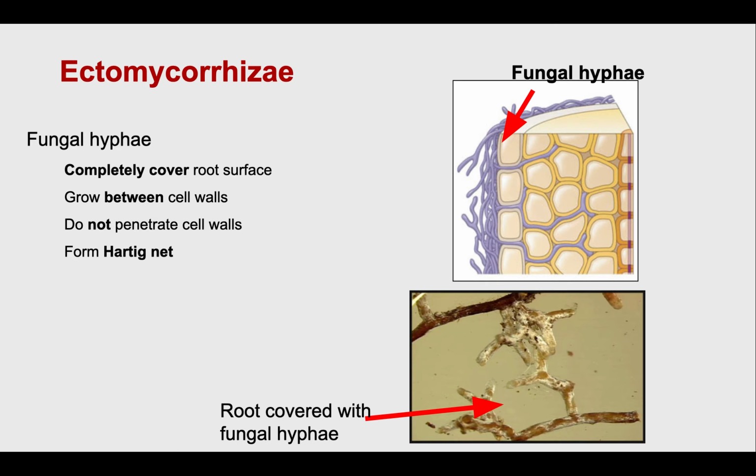So if we look at those ectomycorrhizae, they're growing outside of the root. We have these fungal hyphae, these extensions, that are going to completely cover the root surface. We see they're kind of forming like a dense mat around the root. Now they can grow between cell walls, but they are not going to penetrate those cell walls. And this net, kind of on the outside of our root here, is called a Hartig net. I think it's just kind of a fun word to say. We can see down here, this is an actual root covered with fungal hyphae. It's covering the entirety of the outside of that root there.